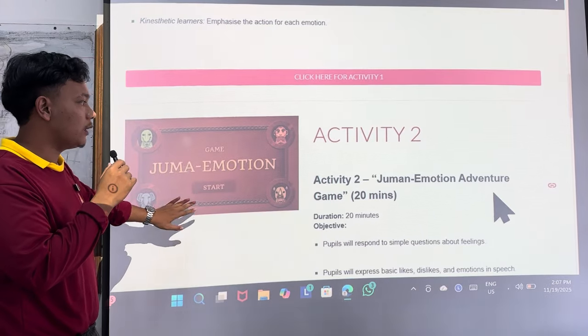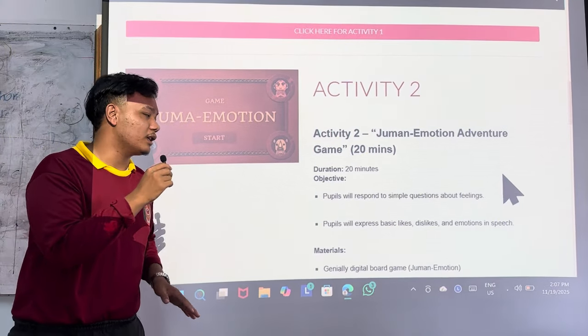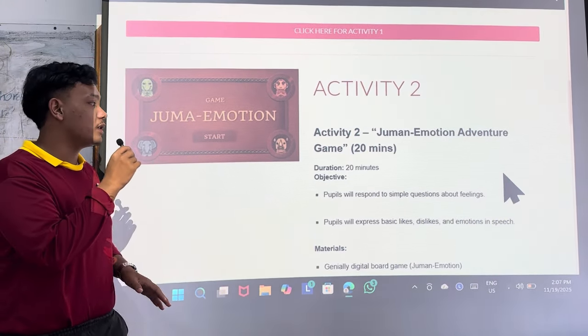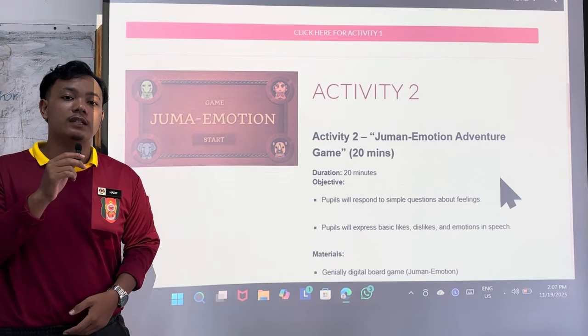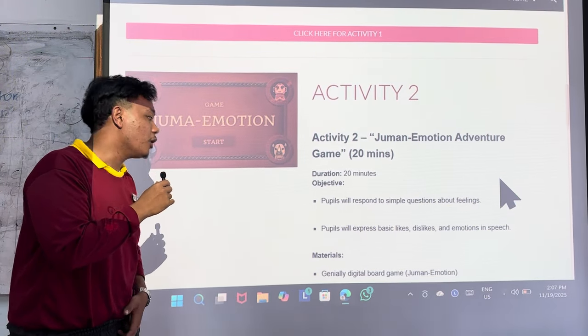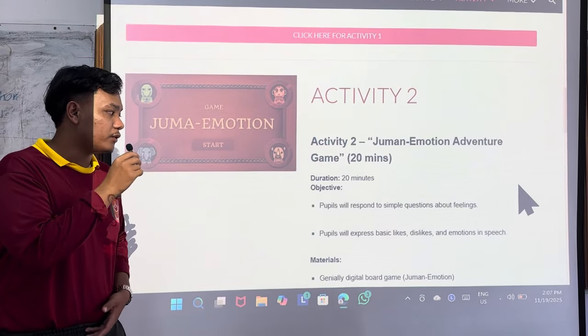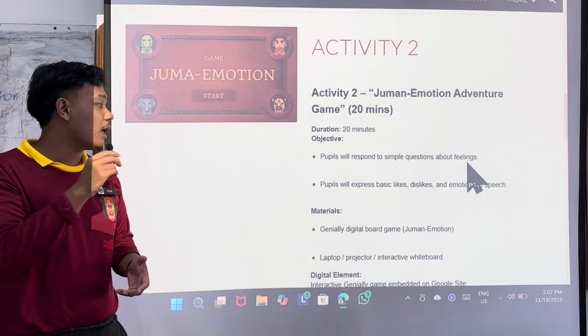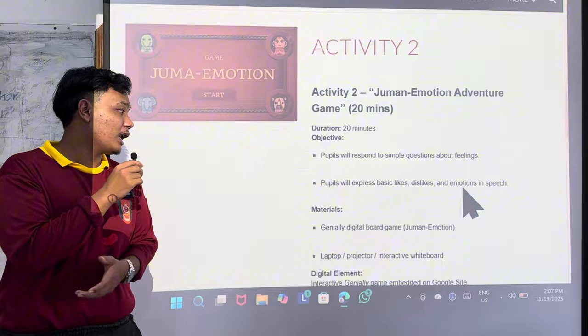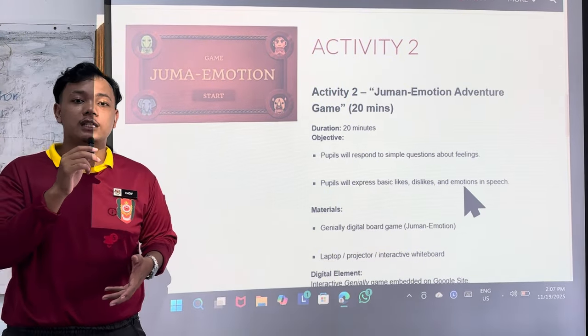which is the Emotion Adventure game, the duration of this activity will be about 20 minutes. The objective of this activity is that pupils will respond to simple questions about feelings, and pupils will express basic likes, dislikes, and emotion in speech.